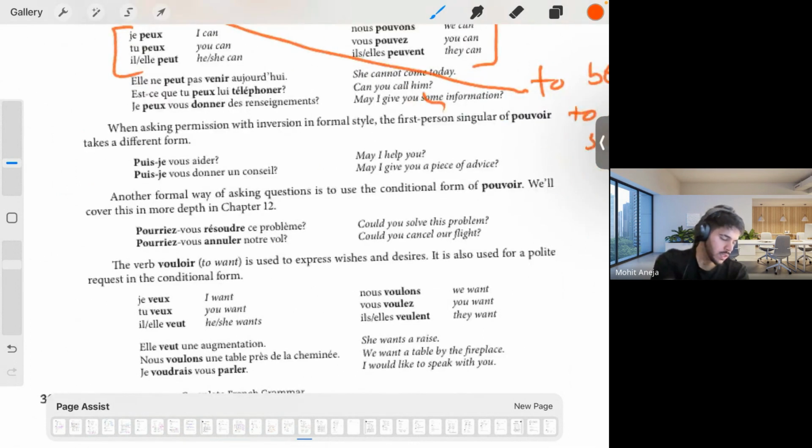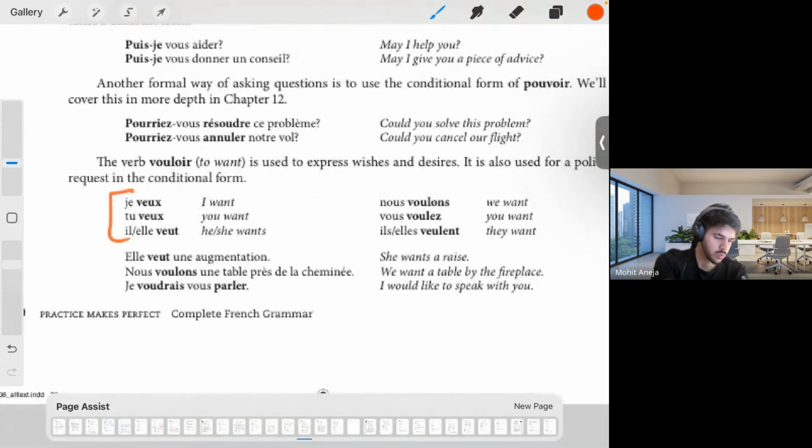Okay. Now we'll move to vouloir, which means to want to do something, and I will discuss sentences of both of these at once. But first, let's look at what it is to want. To want something, to express wishes and desires. It's used for a polite request, but we'll see how it's changed to actually use. So we change it to a conditional form. I won't teach you conditional form right here. We'll learn this in chapter 11, 12, and 13, I guess. But here we'll just focus on these two sentences. Please keep this one for now.